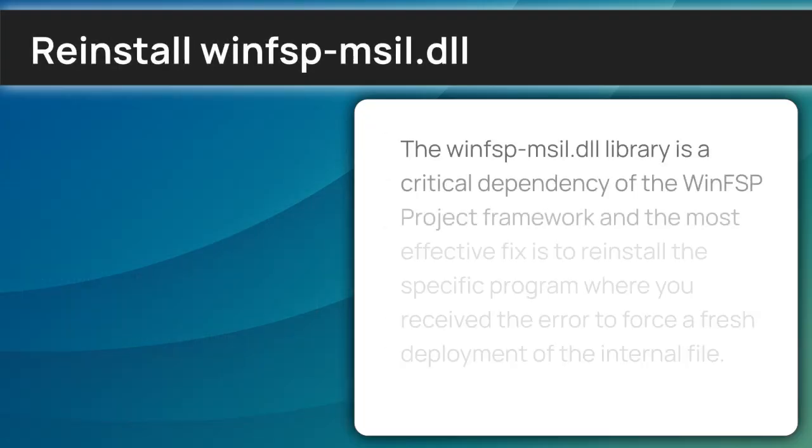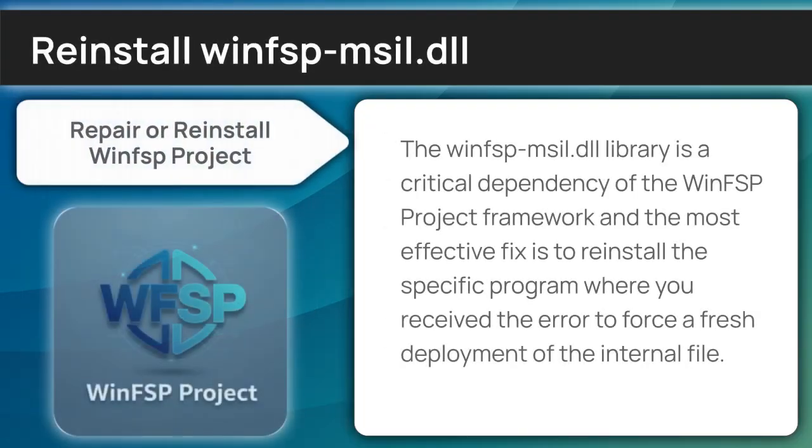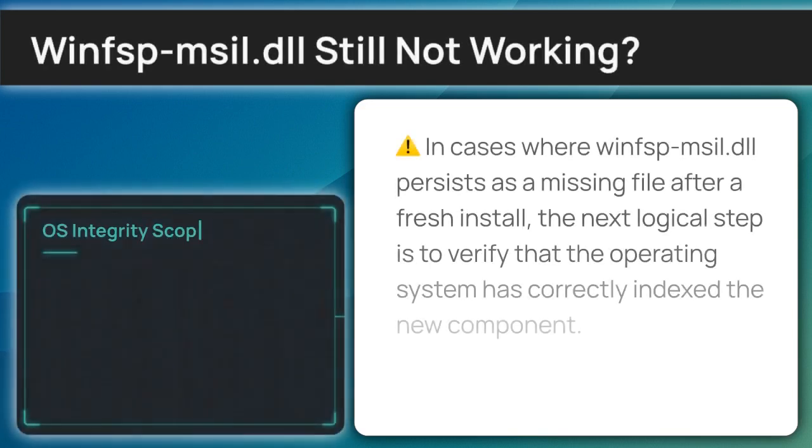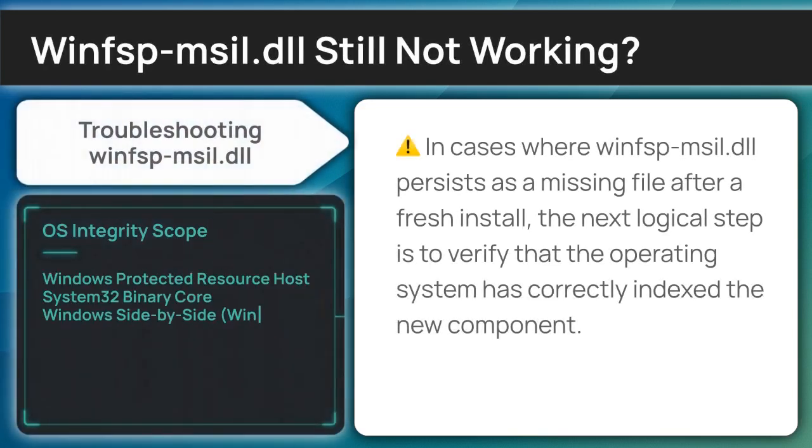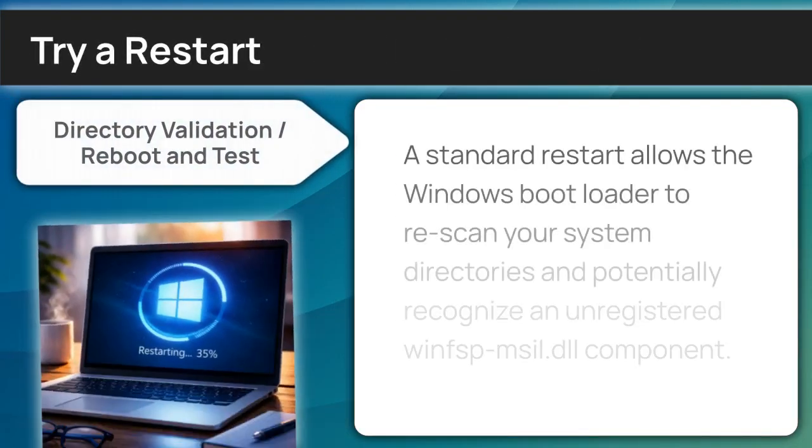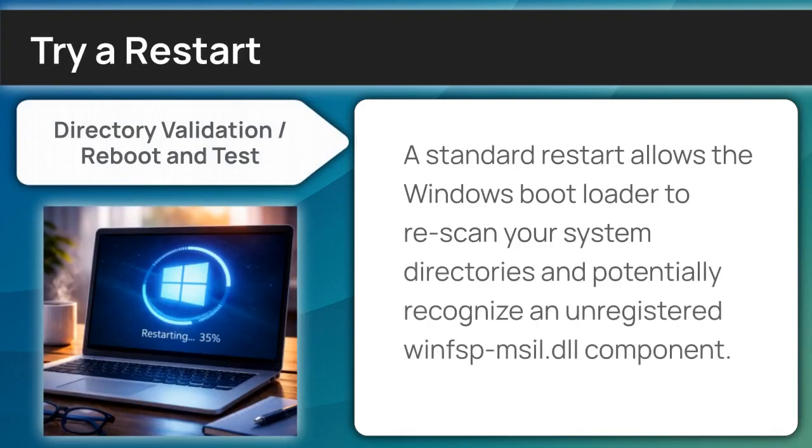The Windows File System Proxy MSIL module DLL library is a critical dependency of the WinFSP Project framework, and the most effective fix is to reinstall the specific program where you received the error to force a fresh deployment of the internal file. Should the reinstallation fall short, the next step in our protocol is to validate the integrity of your system's startup environment. A standard restart allows the Windows bootloader to rescan your system directories and potentially recognize an unregistered Windows File System Proxy MSIL module component.